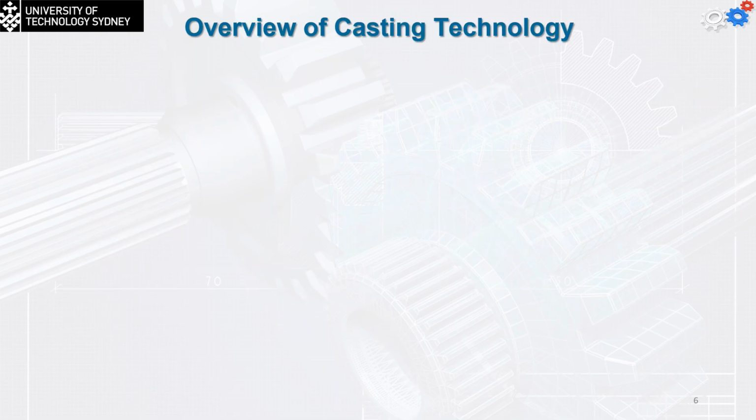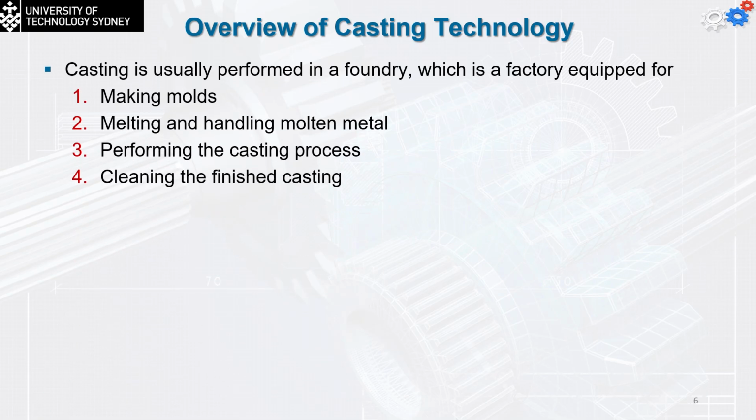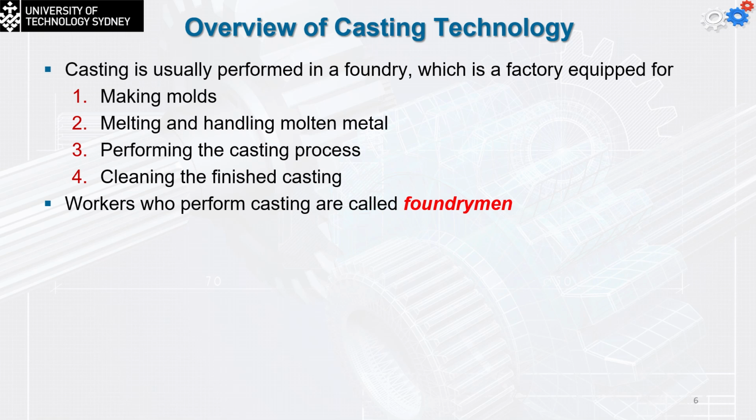A brief overview of the casting technology. The casting is usually going to be performed in a foundry. The foundry is the workshop where they do the casting. It's a factory equipped for making the molds, melting and handling the molten metals, performing the casting processes, and cleaning the finished casting. Workers who perform the casting are usually called foundry men.